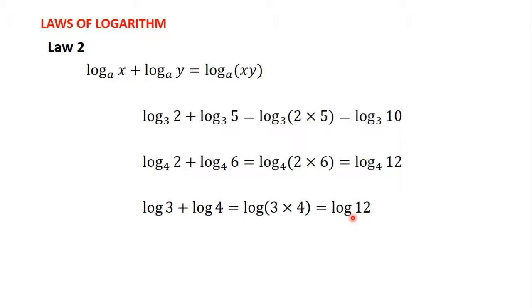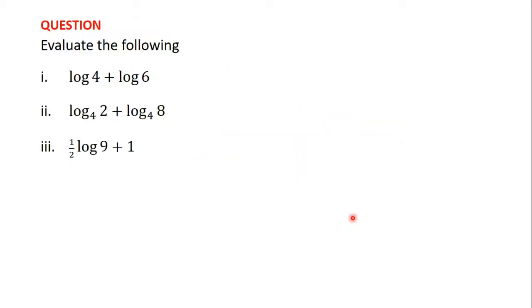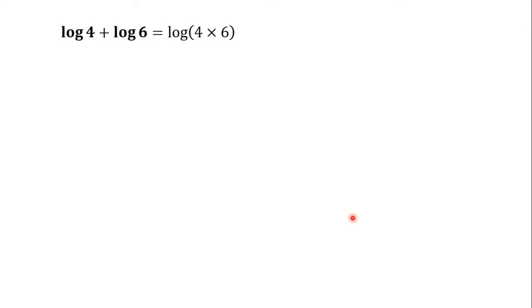Let's use this law to solve some questions. Evaluate the following. The first one is log 4 plus log 6. So this is going to give us log 4 times 6, and 4 times 6 is 24. So we have log 24.